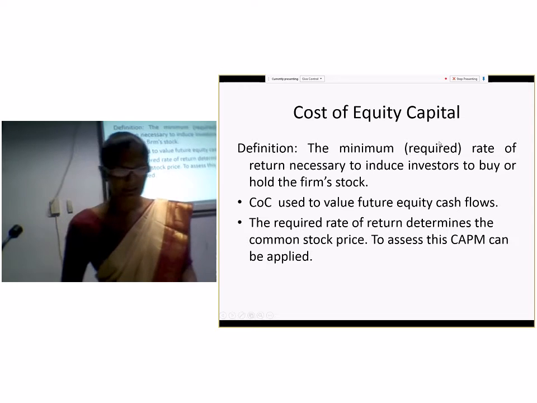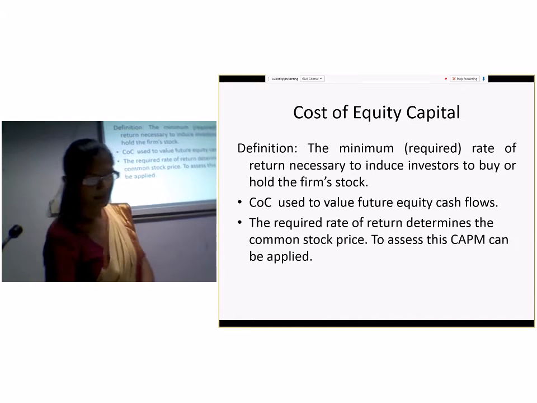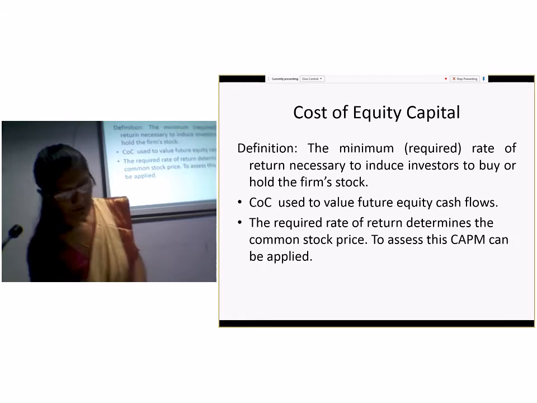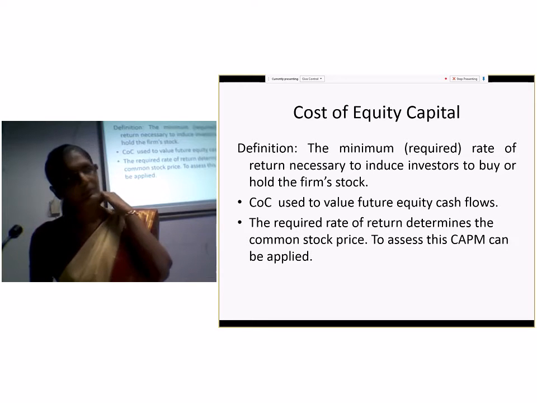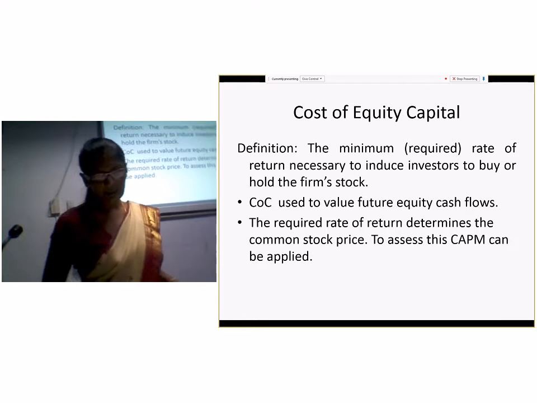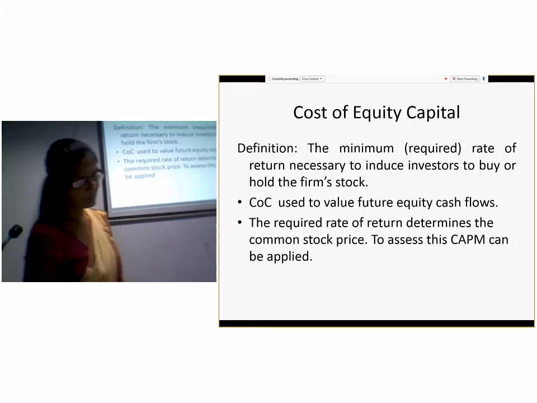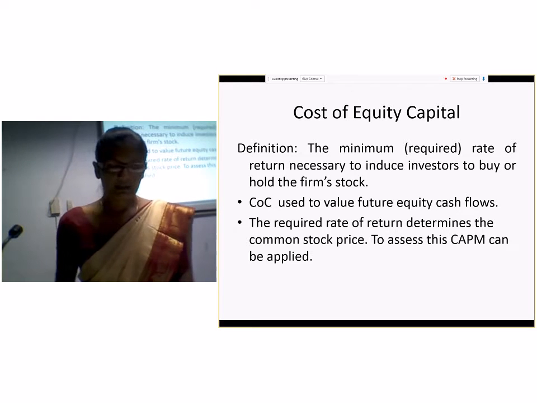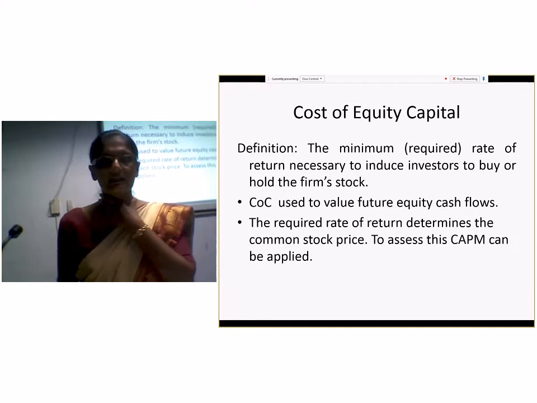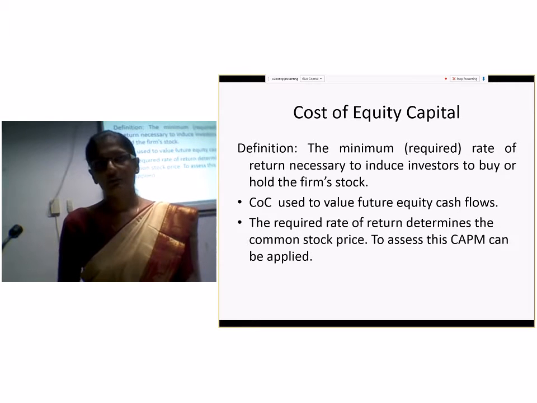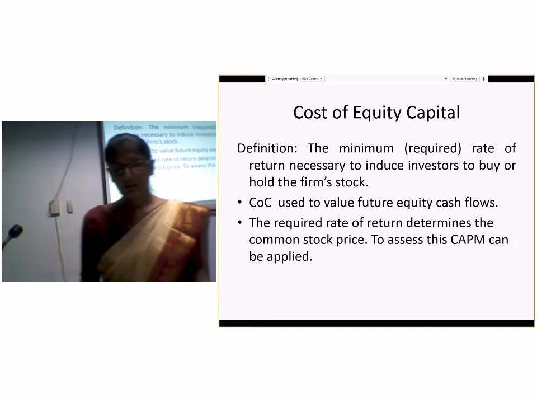Future equity cash flow is determined by the cost of capital. That means the required rate of return in the market affects the price of the common shares, right? So in order to assess this, as we used in corporate finance before, we use the same model called the capital asset pricing model. The required rate of return determines the common stock price. To assess this, CAPM is used, right? So we use the capital asset pricing model to evaluate the required rate of return for equity capital in multinational companies, right? There is no difference. We use the same model, the capital asset pricing model, as we did in corporate finance to evaluate the cost of equity of multinational firms, right?